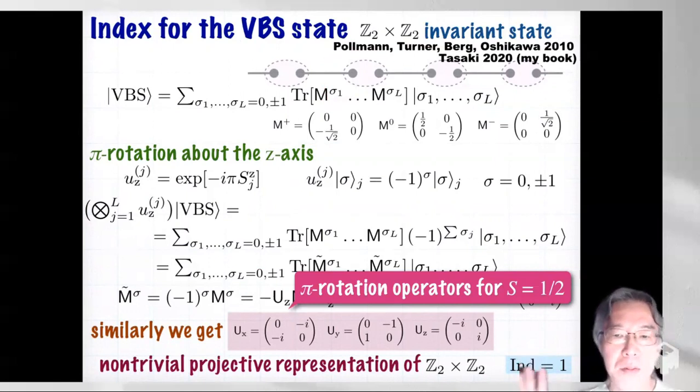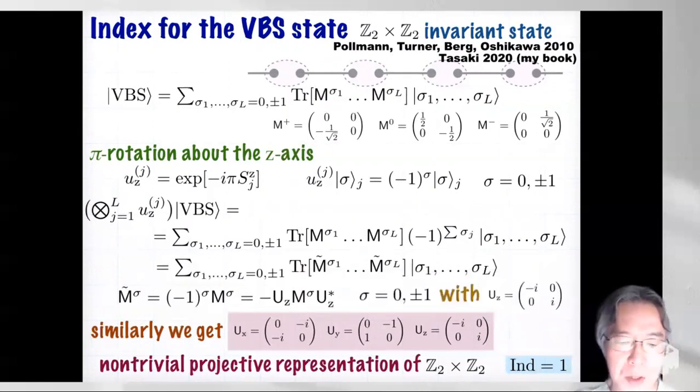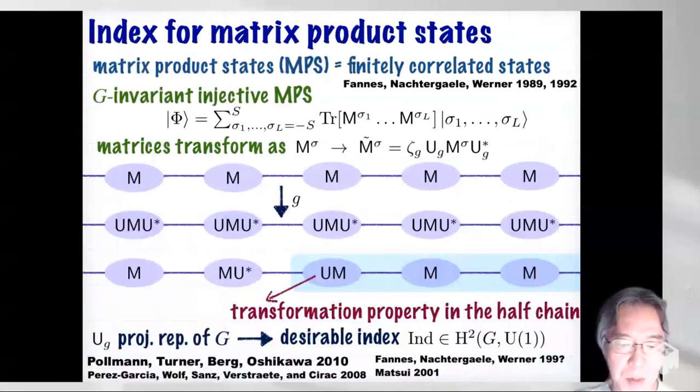Okay, so we have seen that we have the desired index, but that it's only for injective matrix product states, injective MPS. And injective MPS is a very large class of states, but still, they are very, very special and limited, and you have to have translation invariance and everything. So we need a much more general definition of index to discuss SPT phases in general.